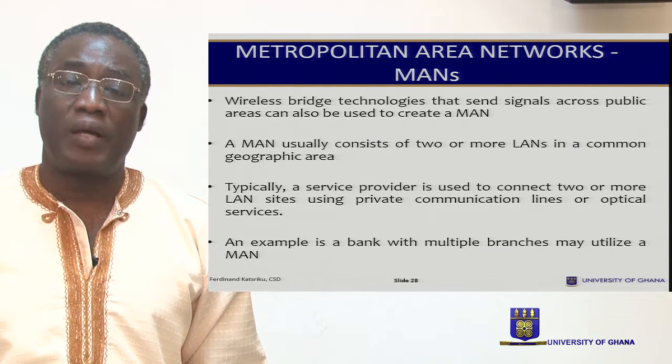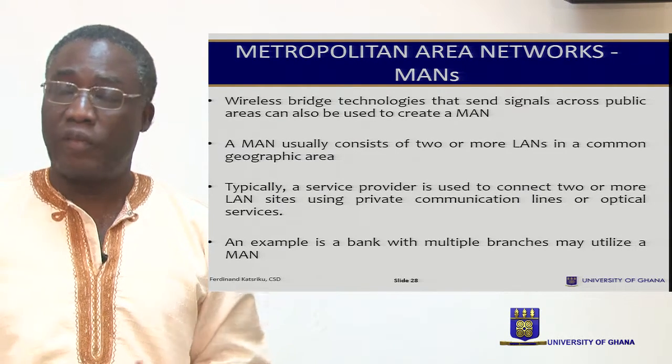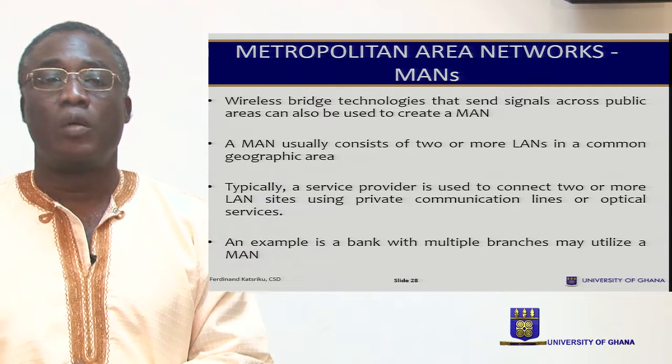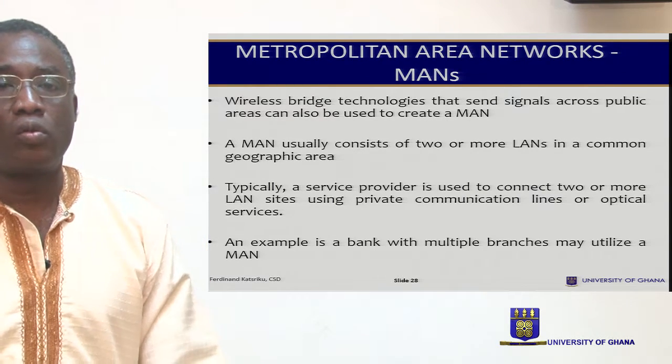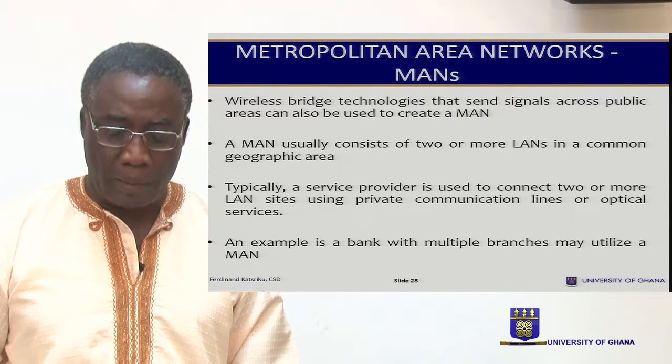An example is a bank with multiple branches, which may utilize a MAN. So if you take Accra, for example, GCB would have several branches in Accra. So it's a metropolitan area network that will be built around here in Accra.